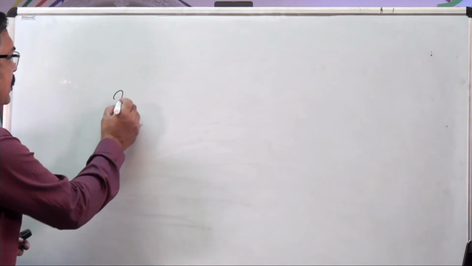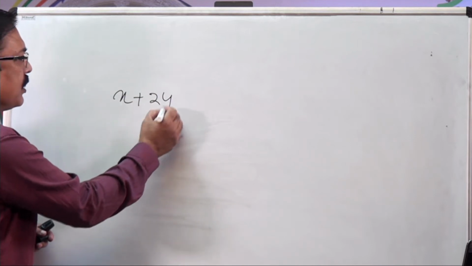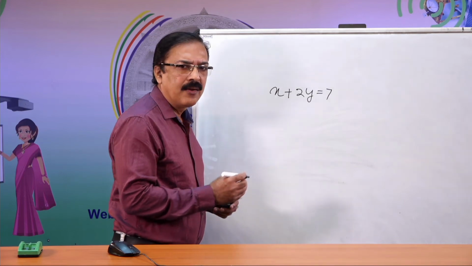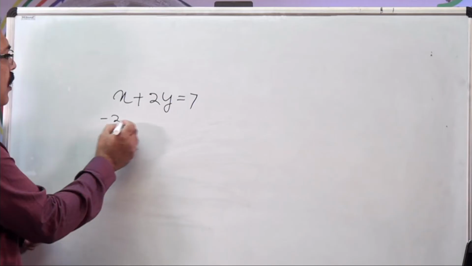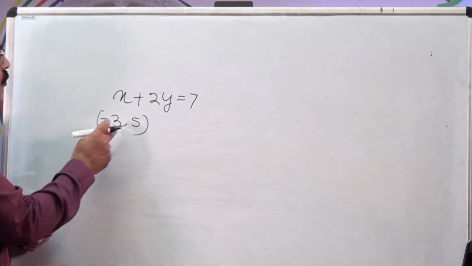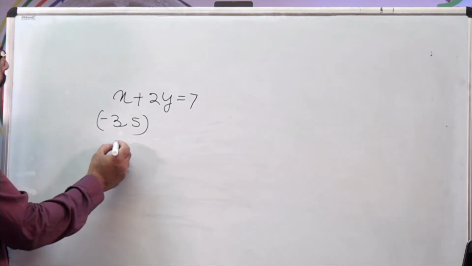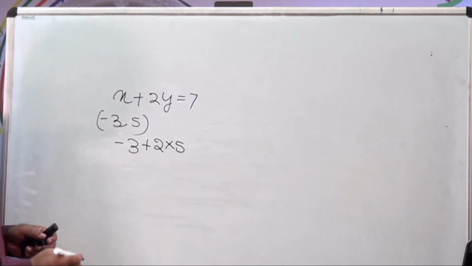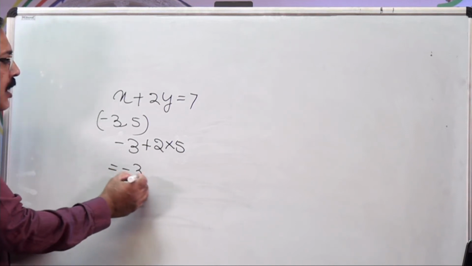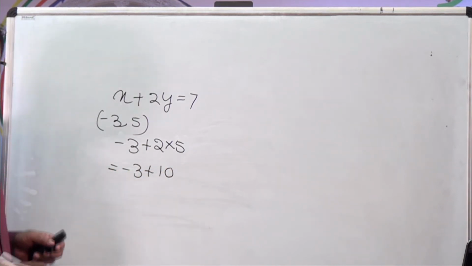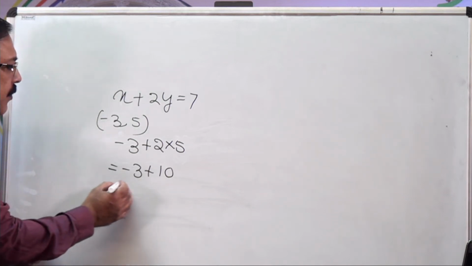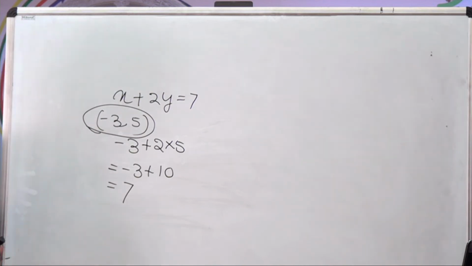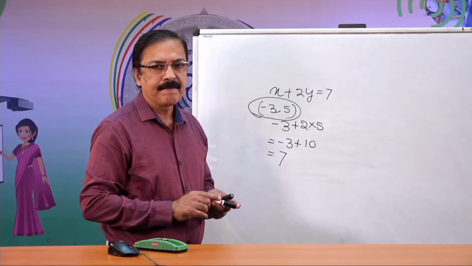Our equation was x plus 2y is equal to 7. Here the points are minus 3 and 5. So put these values here. So minus 3 plus 2 into 5. That gives minus 3 plus 10. So minus 3 plus 10 gives 7. This shows that minus 3 and 5 is a solution to this equation.